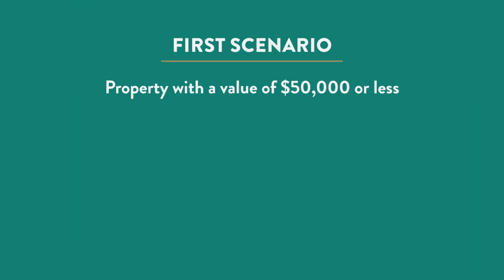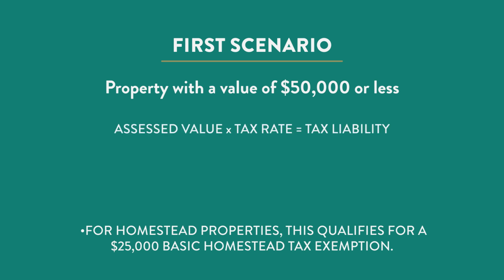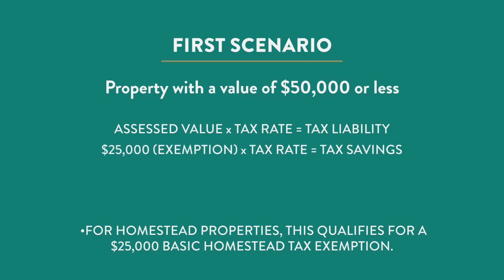In the first scenario, we're looking at a property with a value of $50,000 or less. For homestead properties, this qualifies for a $25,000 basic homestead tax exemption. So here's how we calculate it. We're going to take the assessed value times the tax rate. That's going to give us our total tax liability. Then we're going to take the $25,000 exemption times the tax rate, and that will calculate our tax savings.